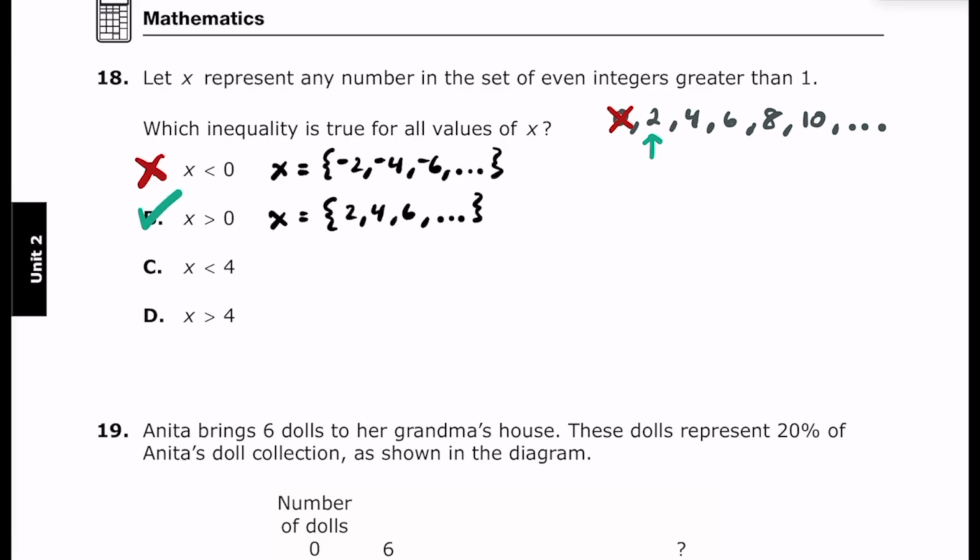What about this third one? I know we have it, but let's just go ahead and make sure we understand these. So x is less than 4. So what could x possibly be that's an even integer?